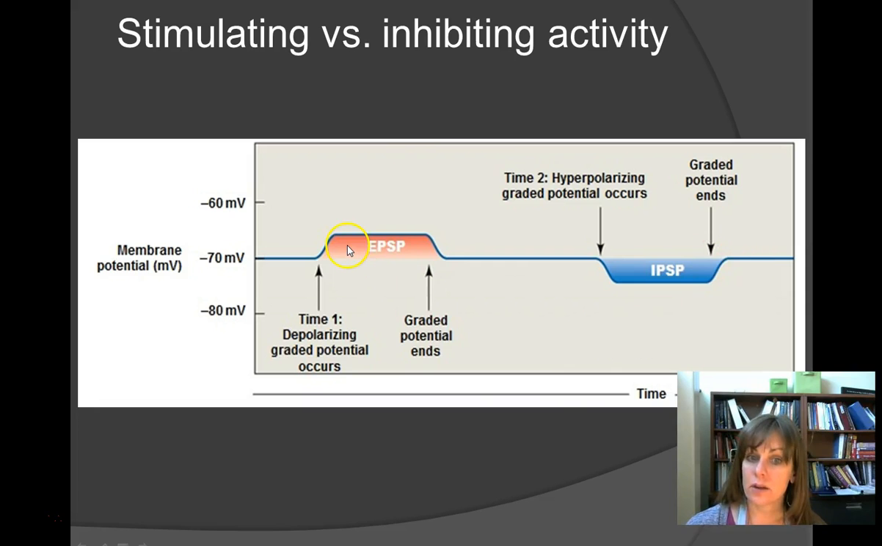A stimulating signal that brings you closer to threshold is called an EPSP. The inhibiting signal is called an IPSP. Notice that you have these vocabulary words. Depolarizing means you're going from resting to above resting, more close to positive, and IPSPs cause hyperpolarizing signals. So here we're going away from threshold, and so we are hyperpolarizing. We're getting lower than resting potential.